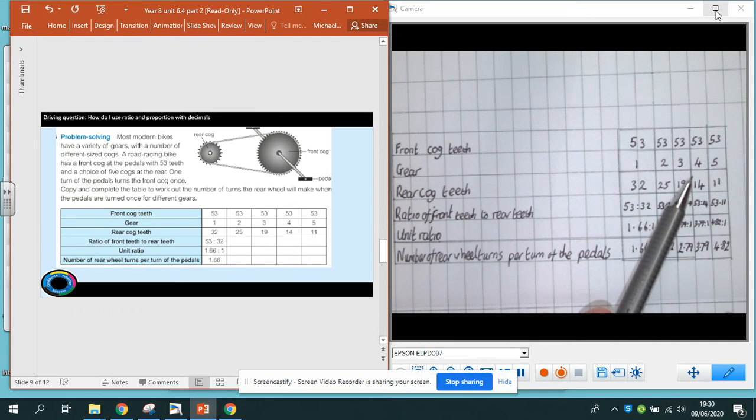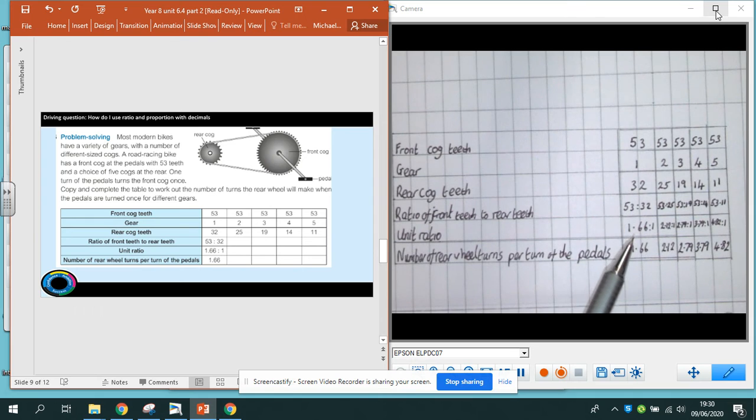Then the ratio of front to rear teeth, we're actually told on this first one, is 53 to 25. So the front cog is going to be the same in all cases. So each one is going to start with 53. And the second number is going to be the number that's up here. So this first one is 53 to 25, then 53 to 19, then 53 to 14, then 53 to 11. So all I've done is I've replaced that information.